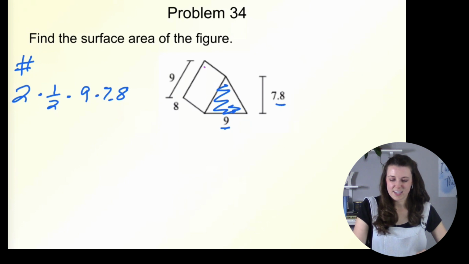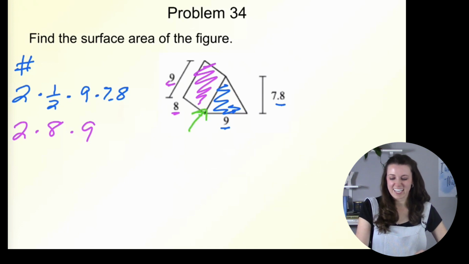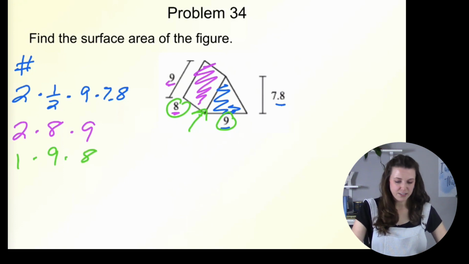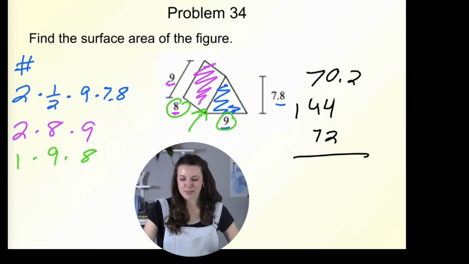And let's do the sides. So I have 2 sides, and I have 8 times 9, right? 8 times 9. And then I have my bottom down here, which I can't see, but it's going to be 9 times 8. There's only one bottom, so 9 times 8. So I get here 70.2, 144, and 72. Add all those up together, and I get 286.2.